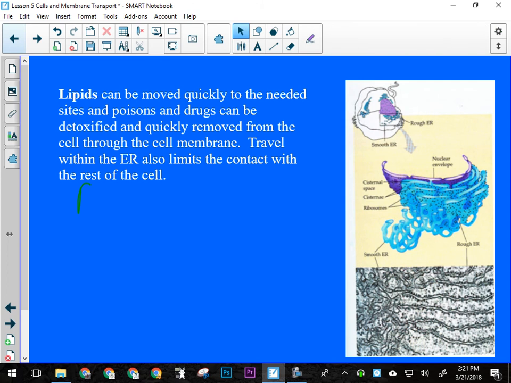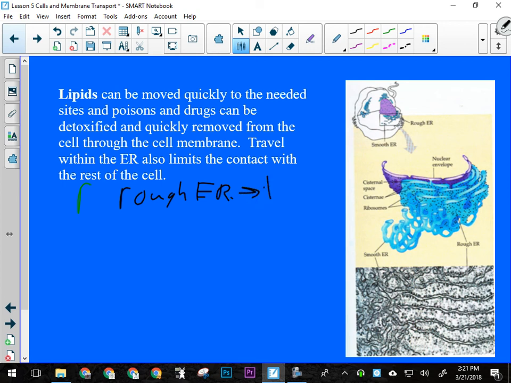Ooh, green's bad. Okay, let's try black. Okay, rough ER transports protein. Okay, that's all the rough ER does. That's why it's covered in ribosomes. The ribosomes make the protein, the rough ER transports it where it needs to go. Okay, that's also why it tends to be really close or surrounding the nucleus. That means that the copies of the DNA that have the instructions don't have to go very far.